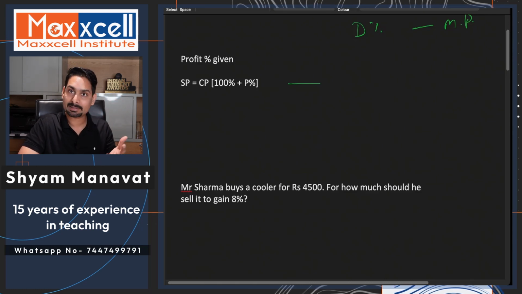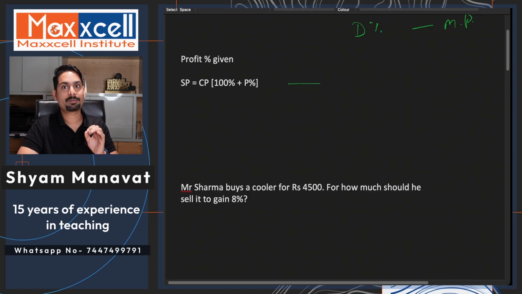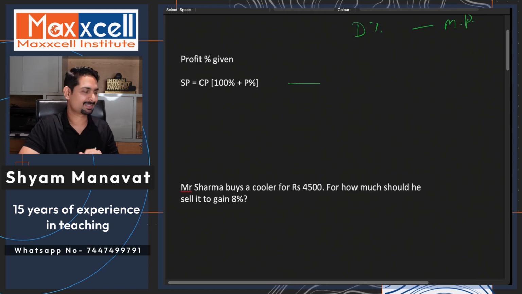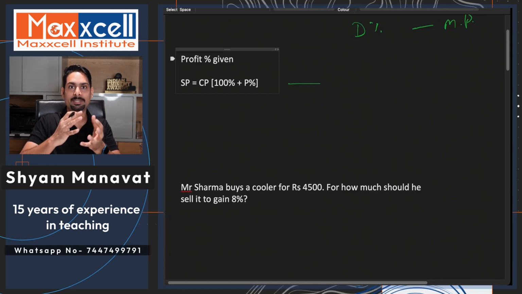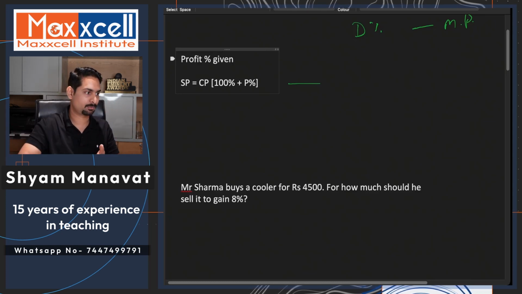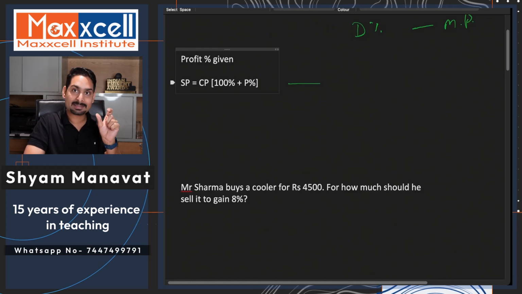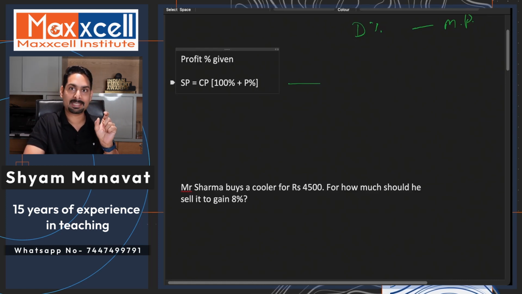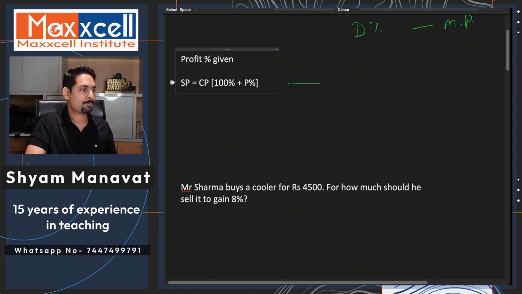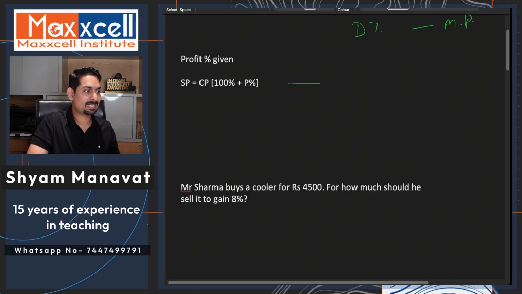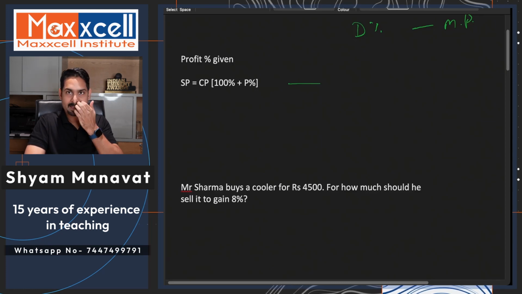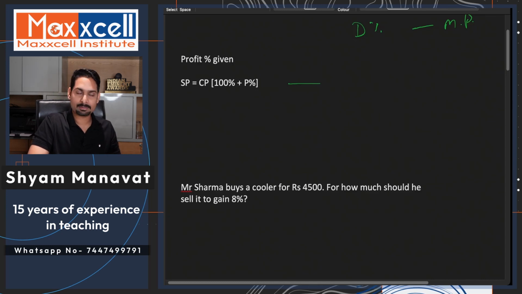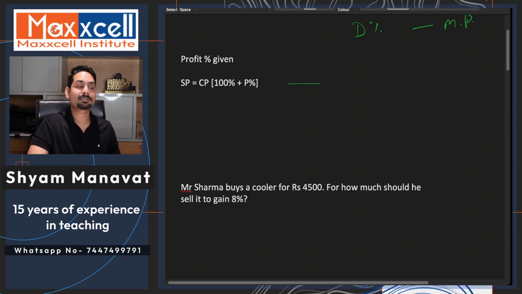As I said in the previous class, profit and loss is an application of percentage. Profit percent means increase. Profit is when you sell at a higher price, so the selling price is more than cost price in case of profit, more by profit percent P. That's how you can remember this formula. So it is 100% plus P percent. Selling price is equal to cost price into 100% plus profit percent.